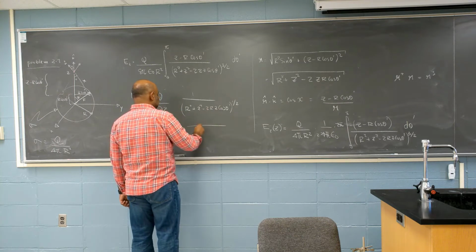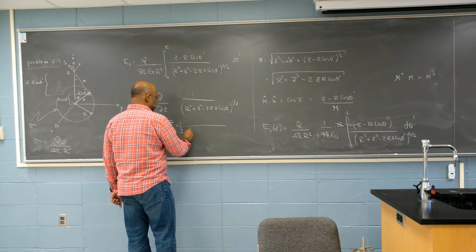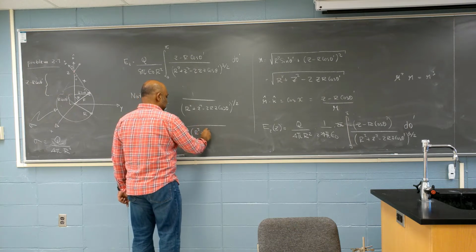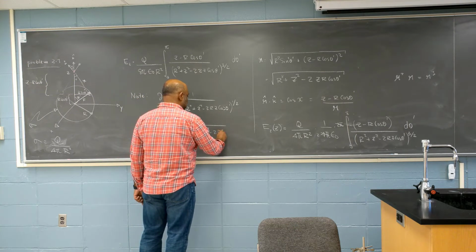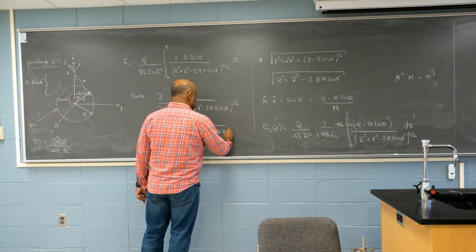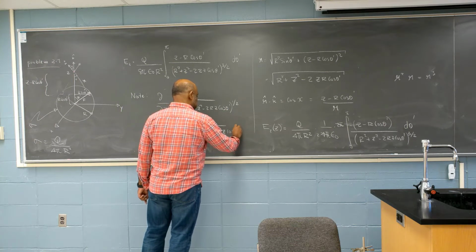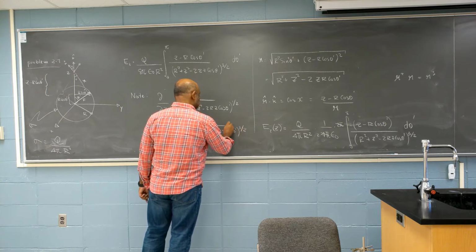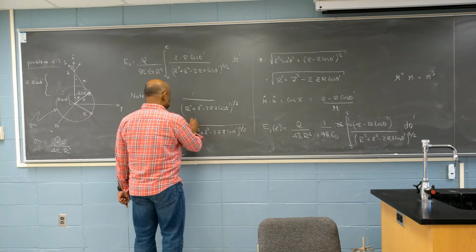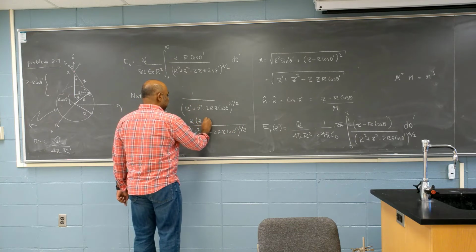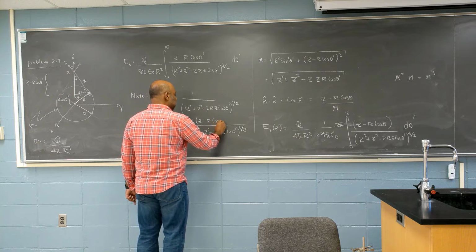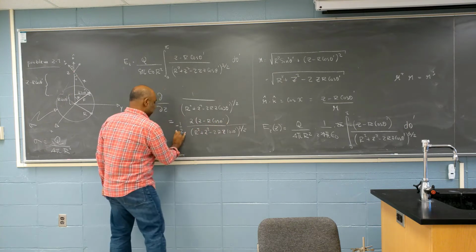I bring it to minus. I have a minus 1/2 times r squared plus z squared minus 2rz cosine theta prime to the 3/2 times the inside derivative, 2 times z minus r cosine theta prime.